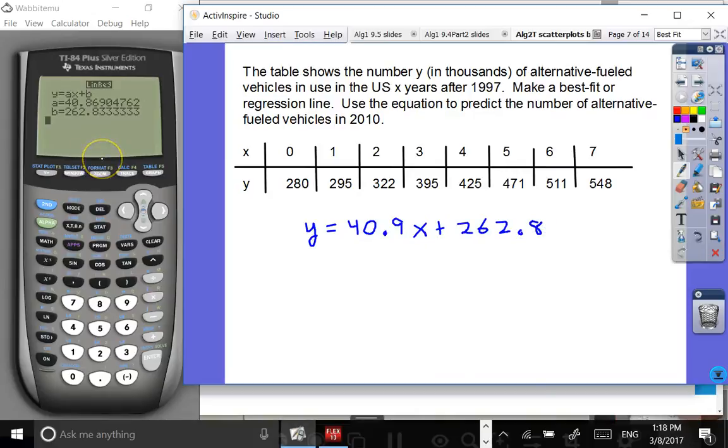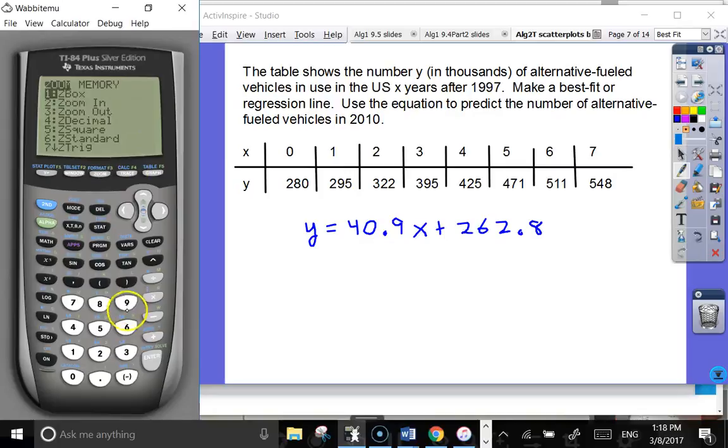Now notice again, if I just go back to the normal zoom 6, see what you see, zoom 6. It takes you right back to the center of the screen, and you see absolutely nothing, right? Because the y values are all between 280 and 548. They're way off the screen. That's why you do the zoom 9. The zoom 9 will make sure your data is in the middle of the screen. Zoom 9.